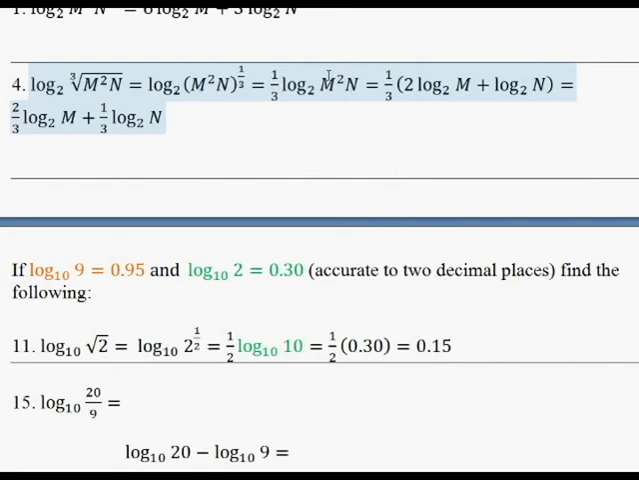Now you have to split these two up, but that's 2 times the log base 2 of m, because this is also a power. And then add to that the log base 2 of n. n was to the first, so you don't have to bring any number out here. And then that is equal to, all I did was multiply the 1/3 by the 2, basically distribute your 1/3, so you get 2/3 log base 2 of m plus 1/3 log base 2 of n.